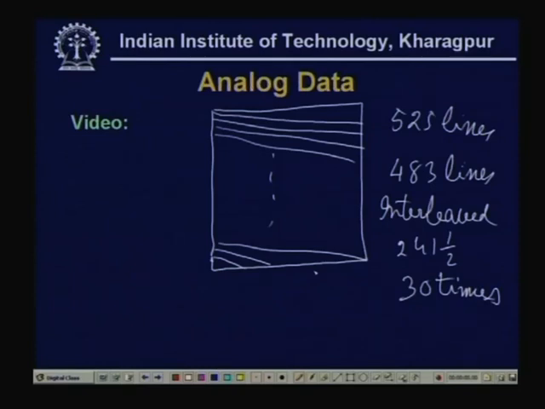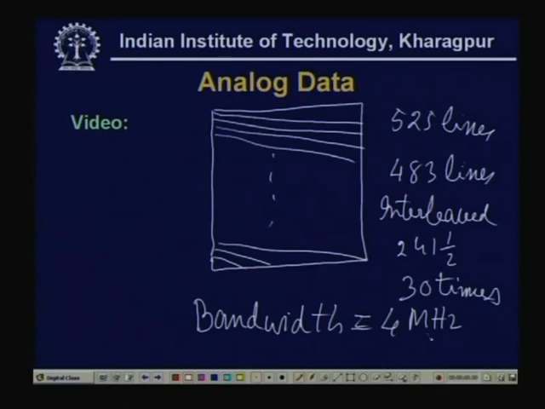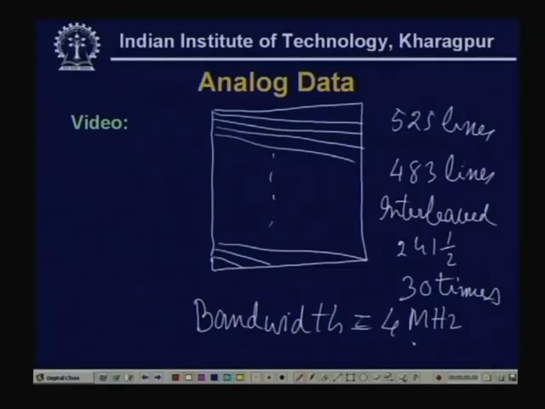So, whenever we do this, the bandwidth requirement of this video data is about 4 megahertz. Of course, this is excluding voice and color. If we include that, it will be more than this. So, this is the example of video data that we receive through a television network, and we see it has much higher signal components, having a bandwidth of about 4 megahertz. This is an example of another analog data.